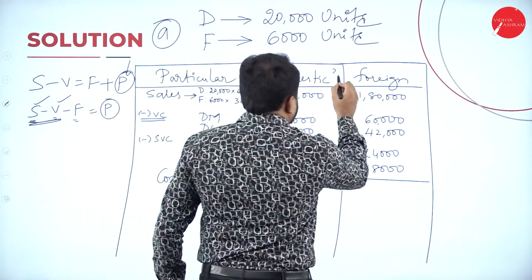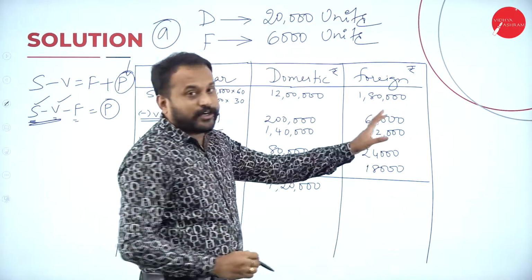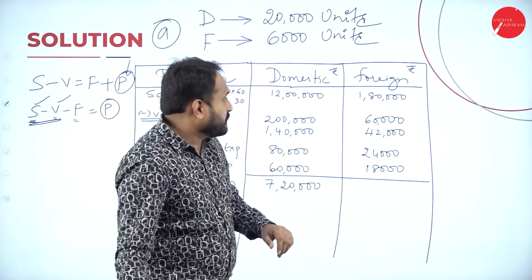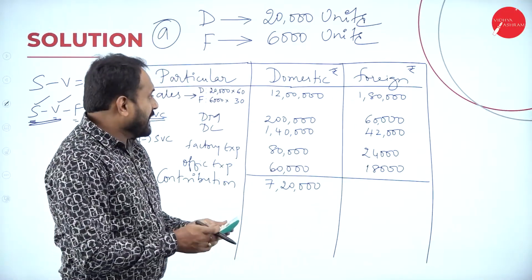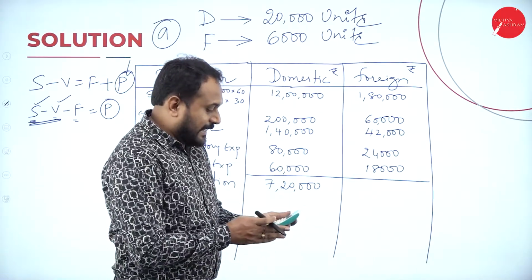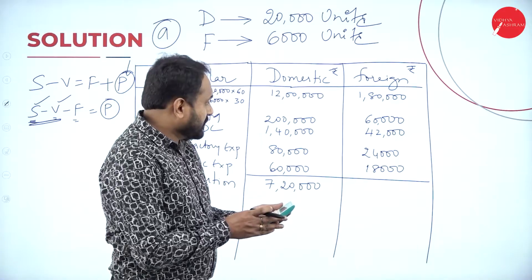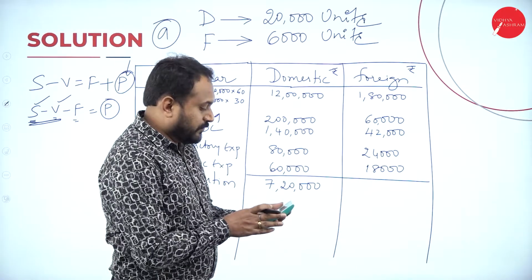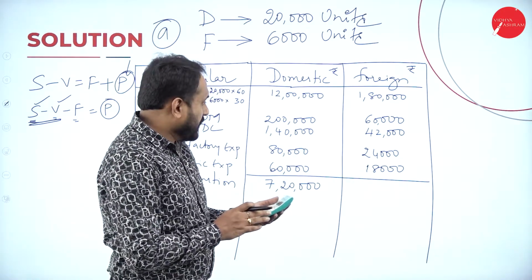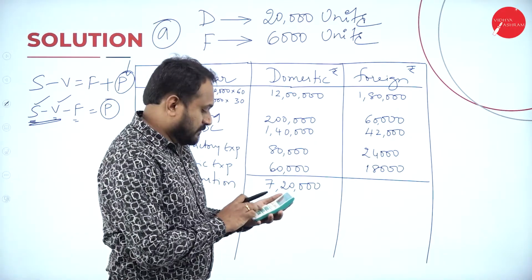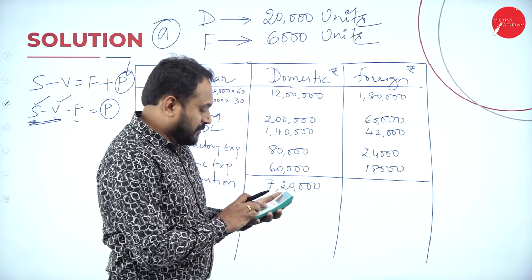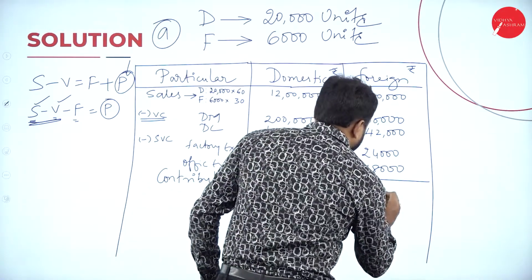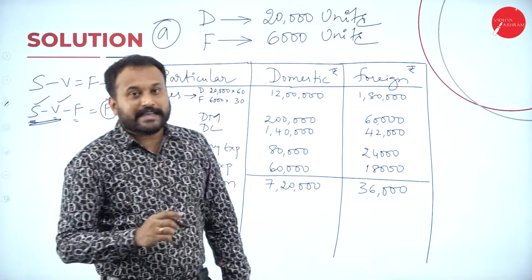Now here, both the ways you are supposed to write the rupees symbol. Even in the foreign also it is rupees. Though it is Australia, they are asking for only 30 rupees as a selling price. So again, everything is rupees. Now 1,80,000 is here. 1,80,000 minus 60,000 minus 42,000, minus 24,000, minus 18,000. So it is 36,000 is what we actually got here.